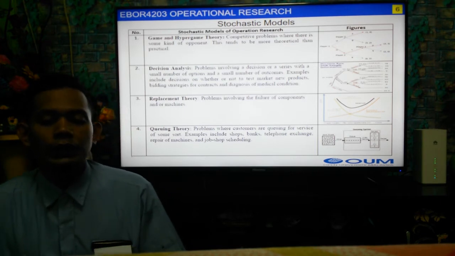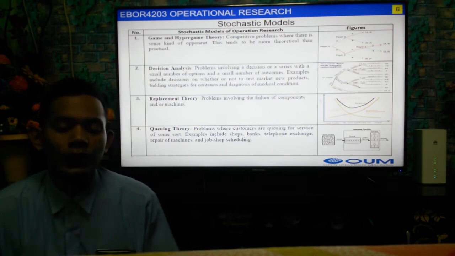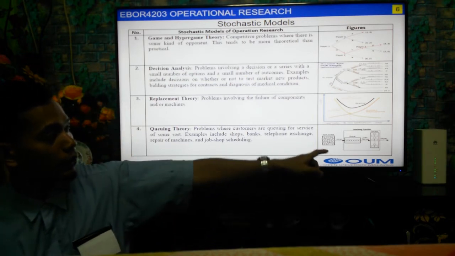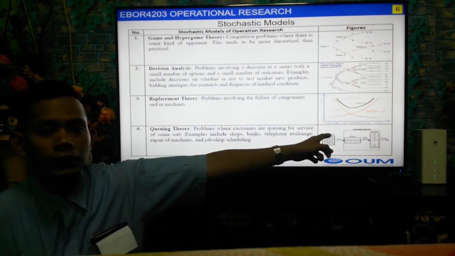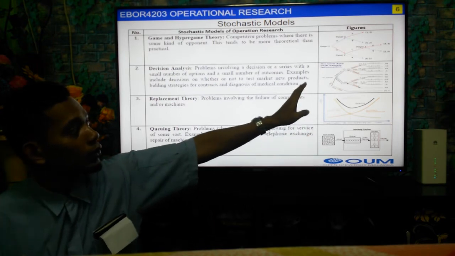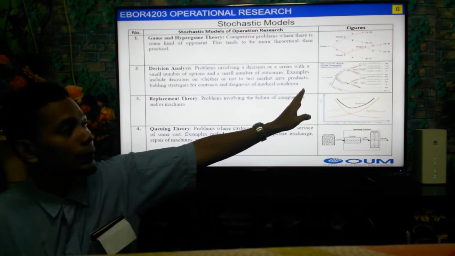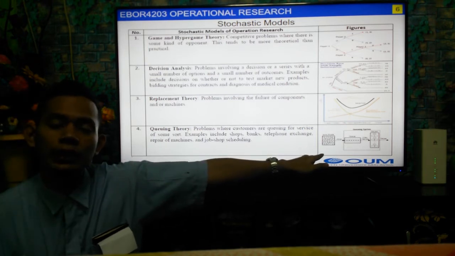The third example is replacement theory, for problems involving the failure of components and machinery. In the graph you can see the cost of replacing or not replacing, and by using this we can know. Other examples can be seen from the figure, for game theory, decision analysis theory and quadrant theory.